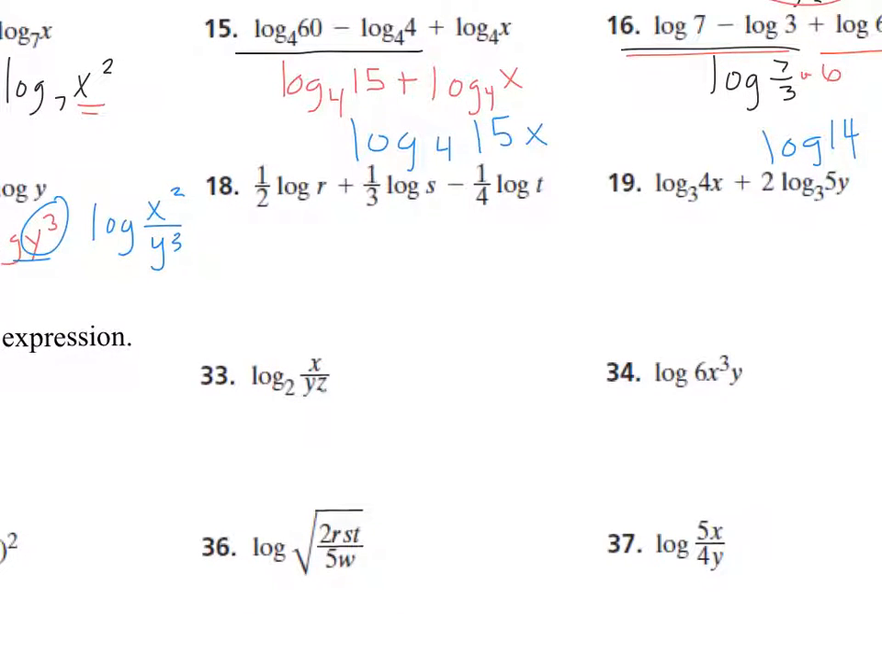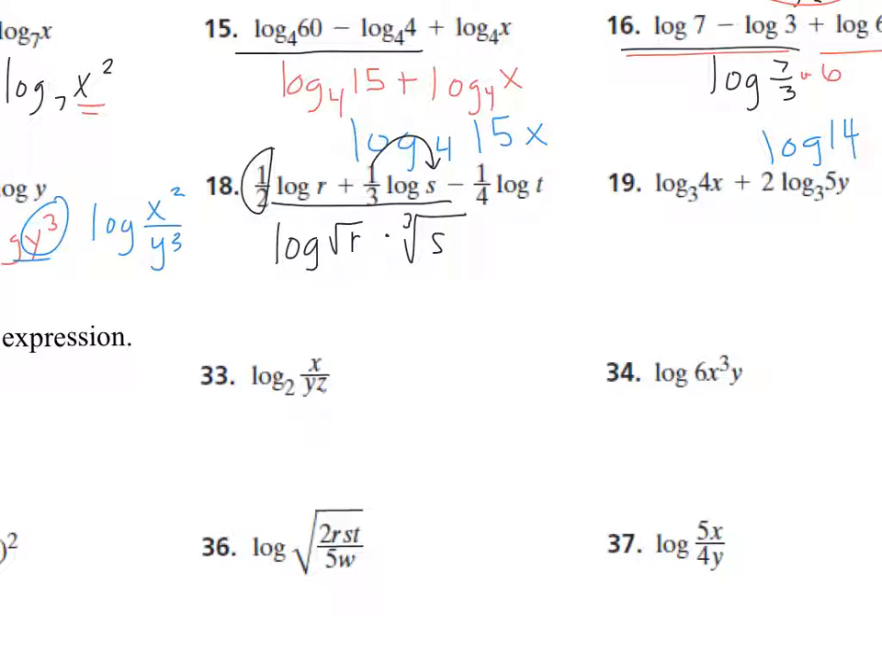And then number 18, you have a number out front again, so it's 1/2. So if you're going to have r to the 1/2 power, the 1/2 power actually means the square root. So I'm going to write this as log square root r times, because I'm adding these two. Now if s is to the 1/3 power, that's the cube root. So I'm going to write the cube root of s.